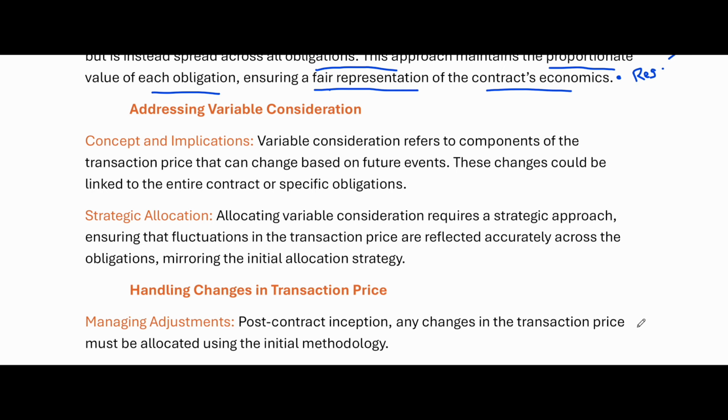Addressing variable considerations. How are you going to address variable considerations? Concept and implications. Variable considerations refer to the components of the transaction price that can change based on a future event. These changes could be linked to the entire contract or a specific obligation. And the strategic allocation. Allocating variable consideration requires a strategic approach, ensuring that fluctuations in the transaction price are reflected accurately across the obligations, mirroring the initial allocation strategy.